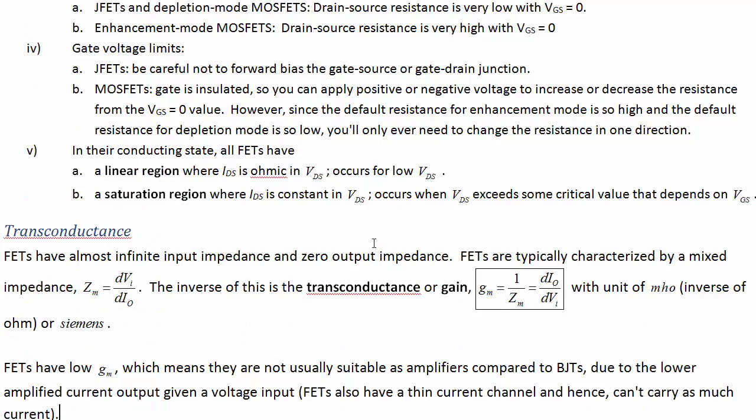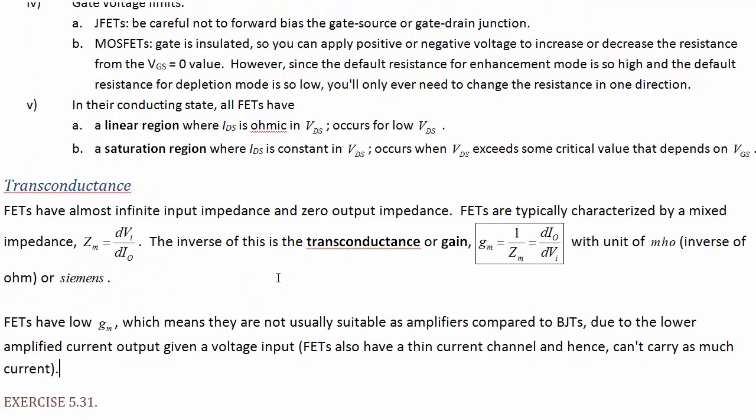All right, if we had more time to talk about FETs in analog, then we'd probably spend a lot of time doing calculations with this next parameter, transconductance. FETs have almost infinite input impedance and zero output impedance. FETs are typically characterized by a mixed impedance Zm, which is the rate of change of the input voltage with respect to output current. The inverse of this is called the transconductance, Gm, the rate of change of the output current with respect to input voltage, which has units of mhos, inverse ohms, or Siemens.